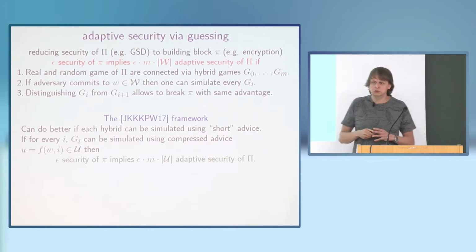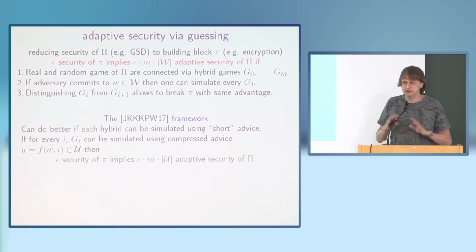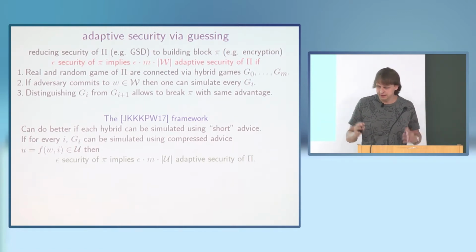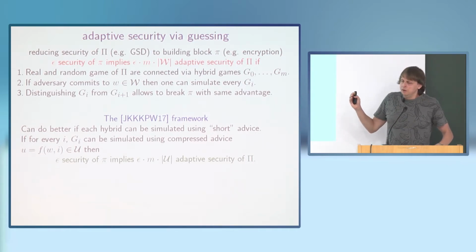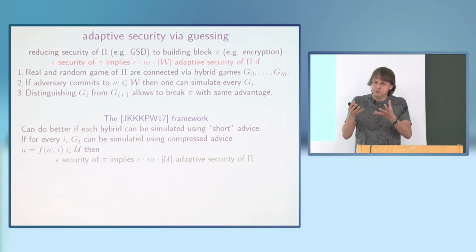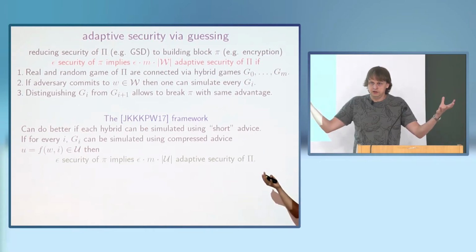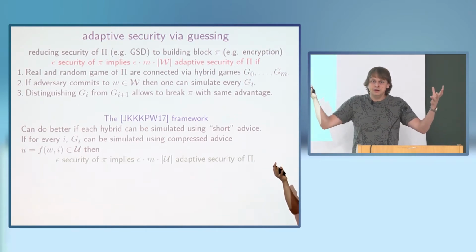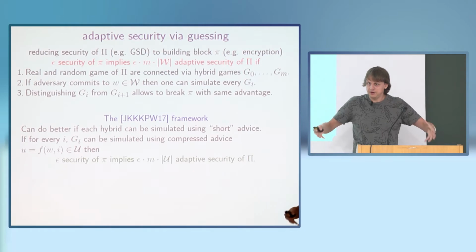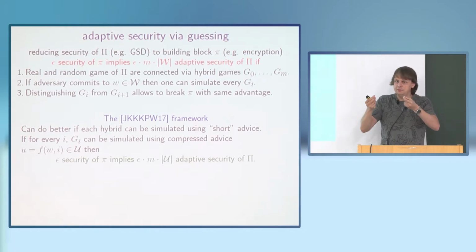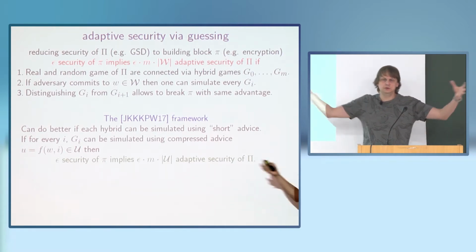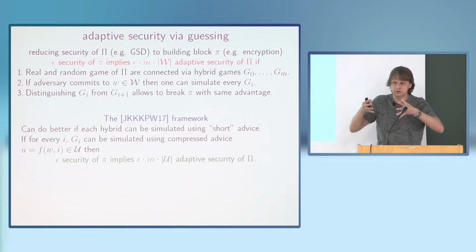So now, in this framework of Jafargholi et al. from Crypto 17, we show that sometimes one can do much better, and the framework is very generic. What does it mean sometimes? It means whenever to simulate the hybrid, we maybe do not need this entire W. This W allows us to simulate each and every hybrid, each of these G0 to Gn hybrids. But maybe for each individual intermediate hybrid, we can use much, much less information. Maybe instead of a string of length 1,000, we just need a string of length 100.